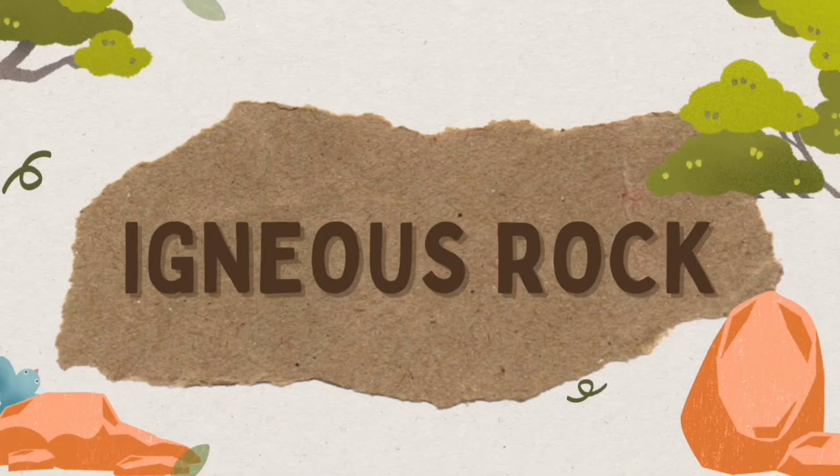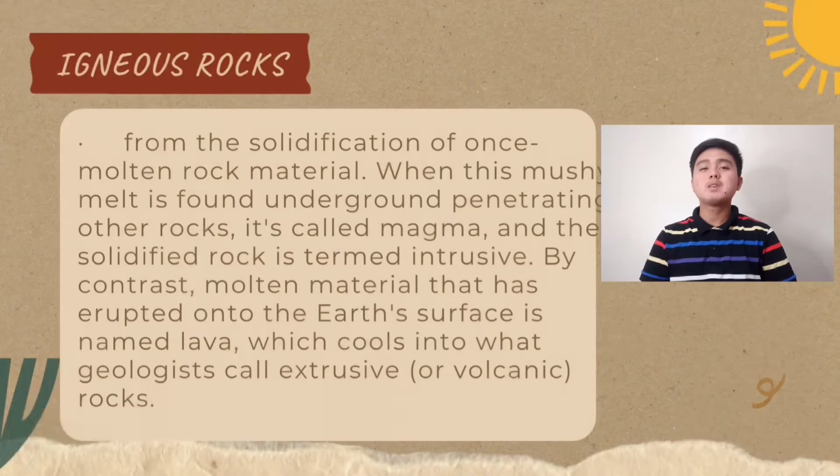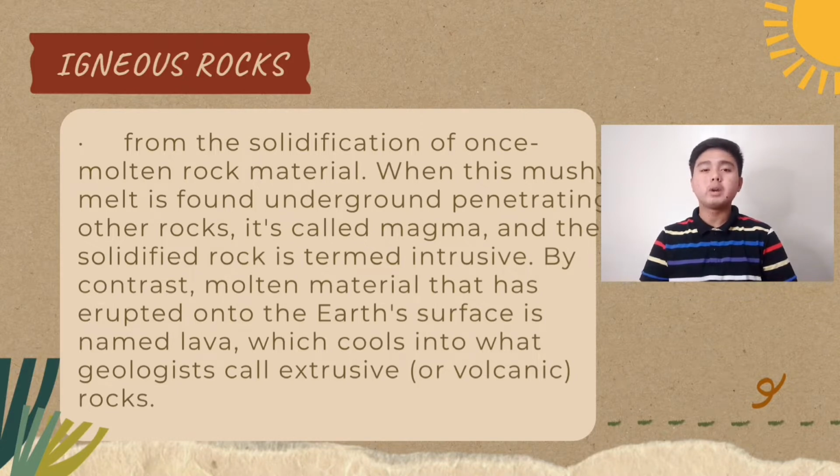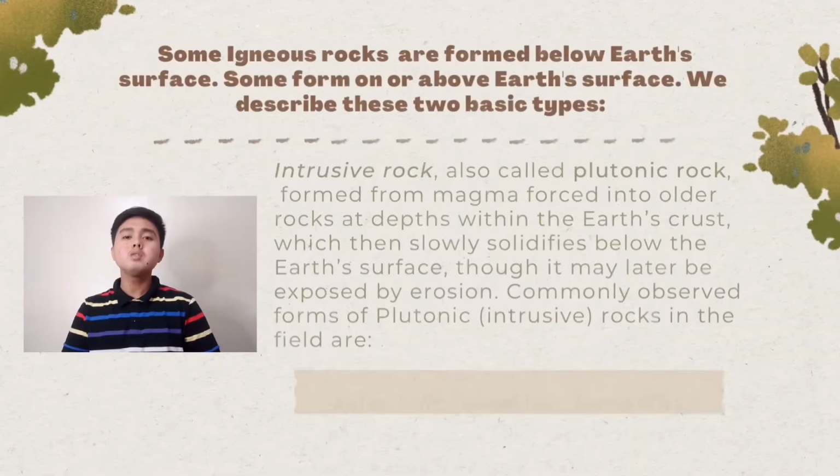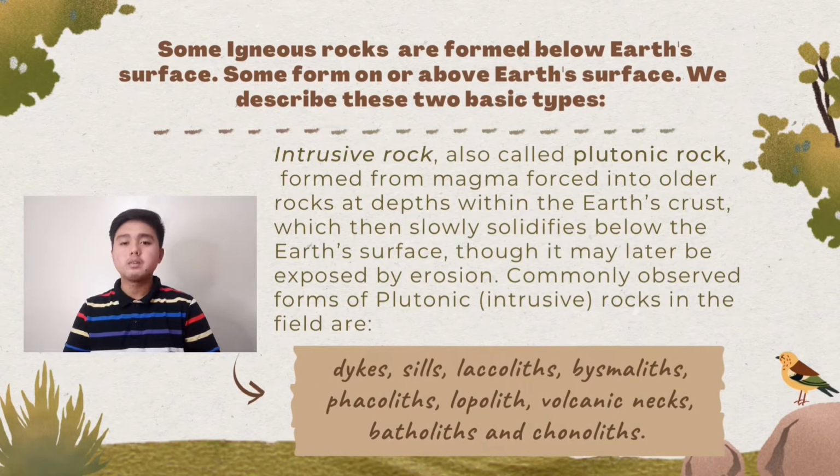So what is igneous rock? Igneous rock forms from the solidification of molten rock material. When this molten mass is found underground penetrating other rocks, it's called magma, and the solidified rock is termed intrusive. By contrast, molten material that has erupted onto the Earth's surface is named lava, which cools into what geologists call extrusive or volcanic rock.